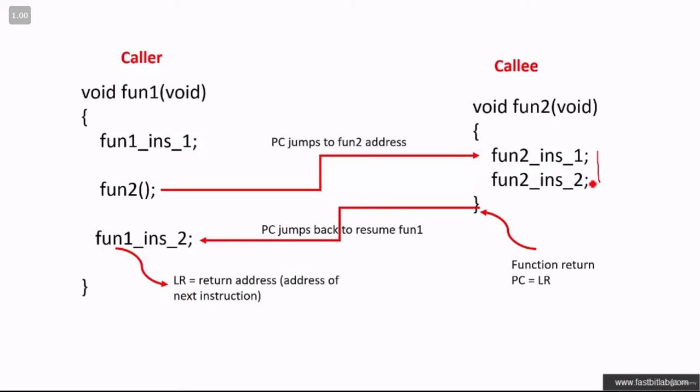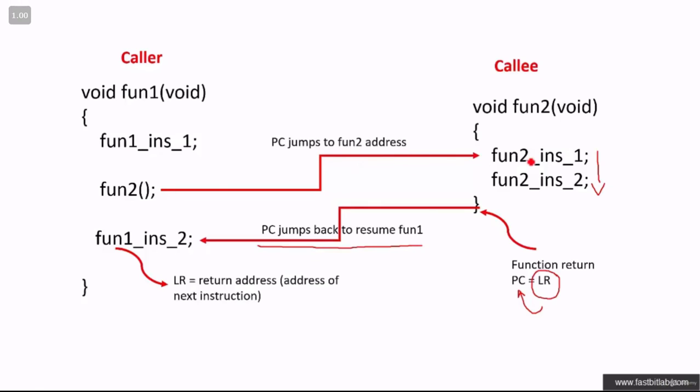And when function 2 finishes here, it has to return to function 1. At that time, the saved LR is copied into PC. That's how PC jumps back to resume function 1. That's the use case of LR. So that's why LR is used during a function call or subroutine call to link back to the caller.